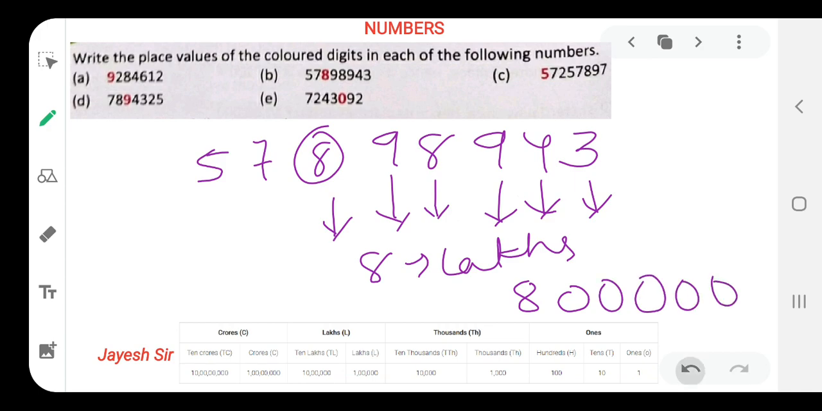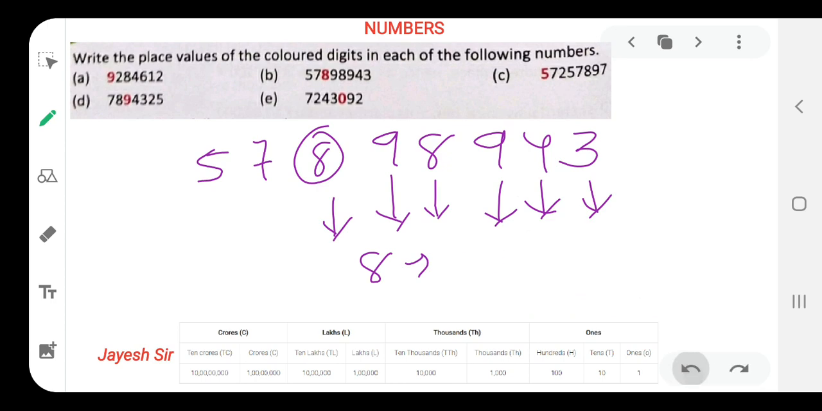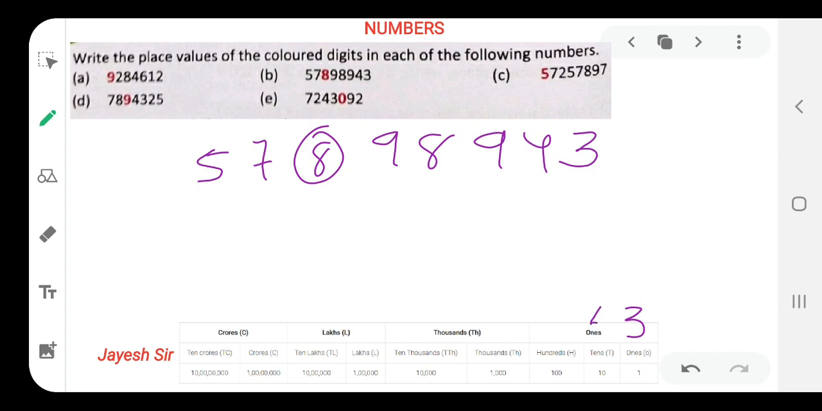So before moving to the next sum, let's do our second method also, so that students who are not able to understand our first method can do it by the second method. We have to start writing from the right hand side. 3, 4, 9, 8, 9. Now we have to write 8. So we are getting our place value for 8 as lakhs. I hope you all are getting it.